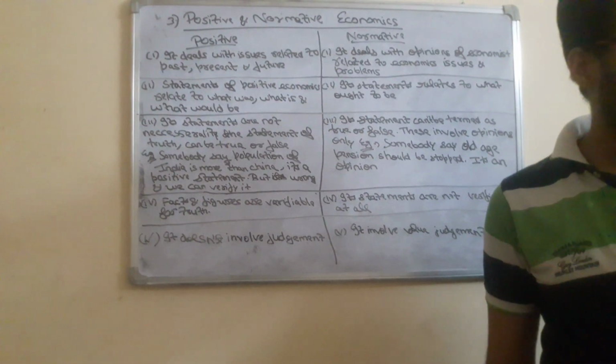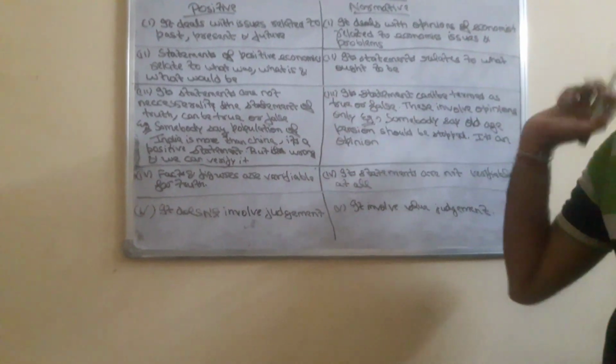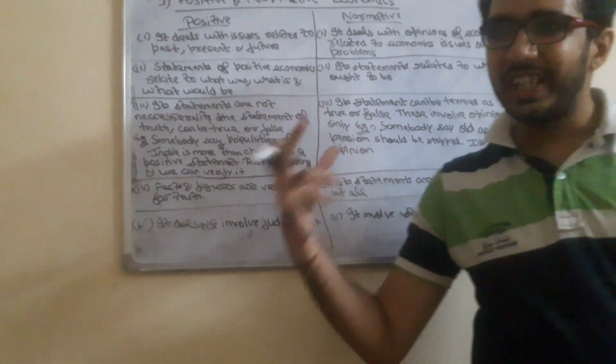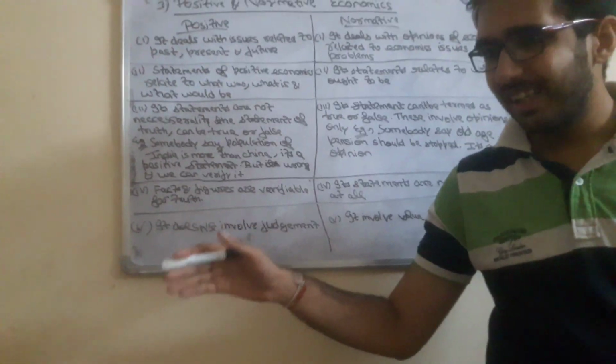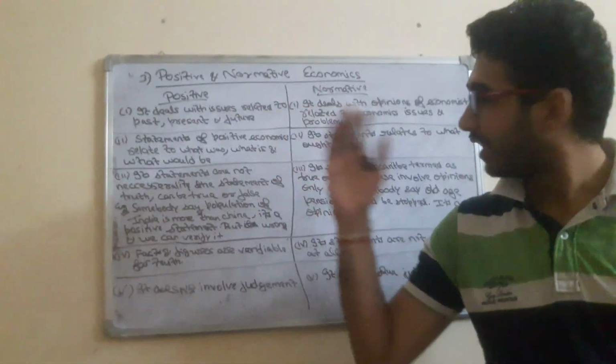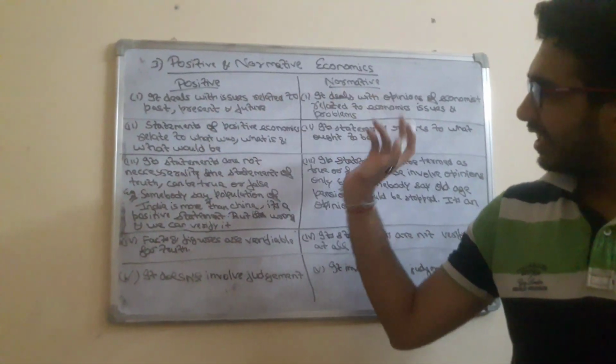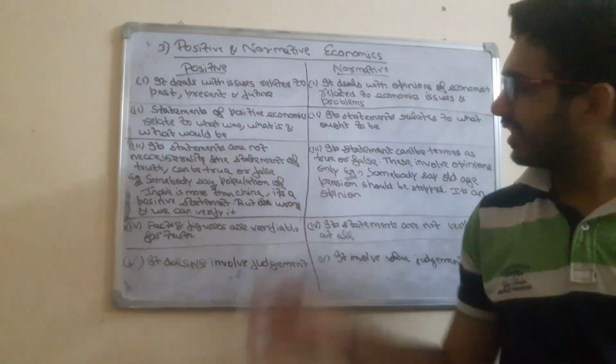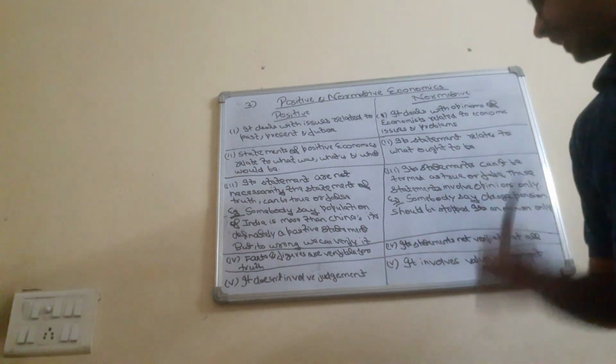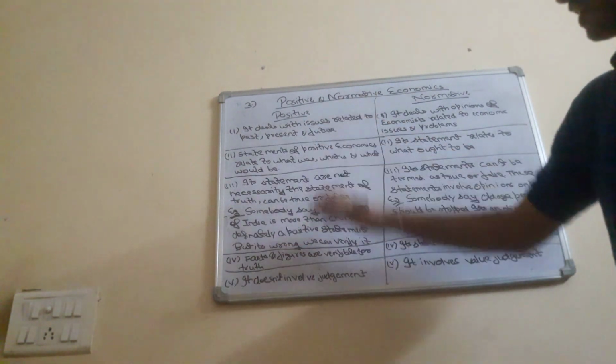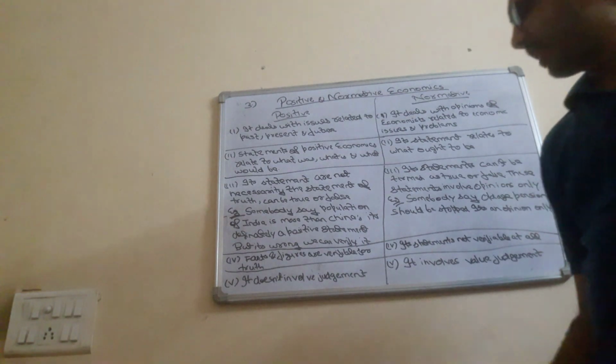Okay, and normative is basically what ought to be, what should be, whereas here it is what was, what is, and what will be. So this is basically the main difference. Okay, it doesn't involve judgment. So these are the points that explain a positive statement.